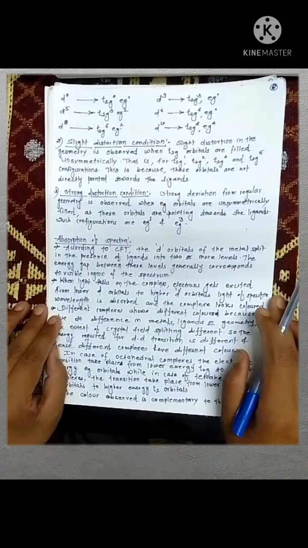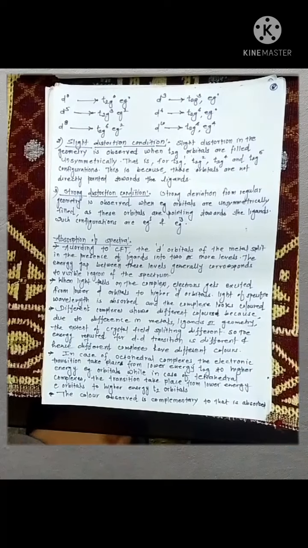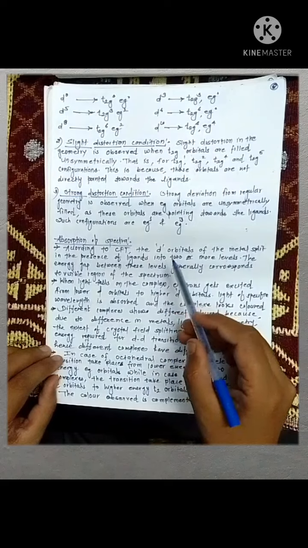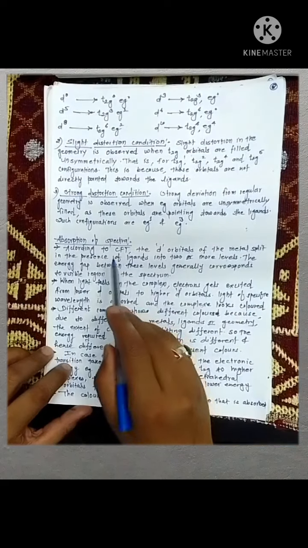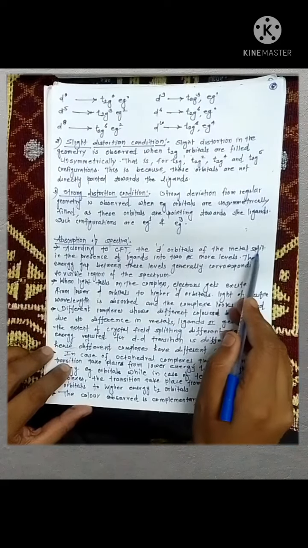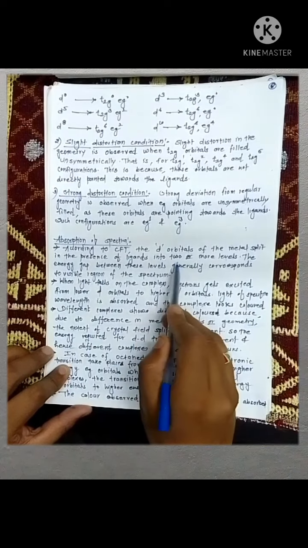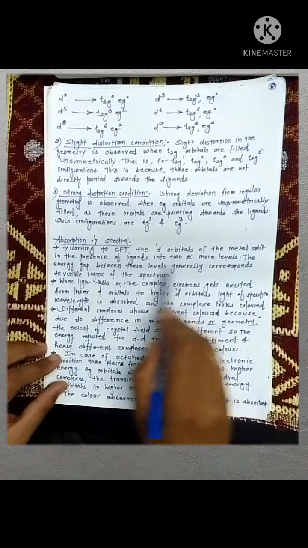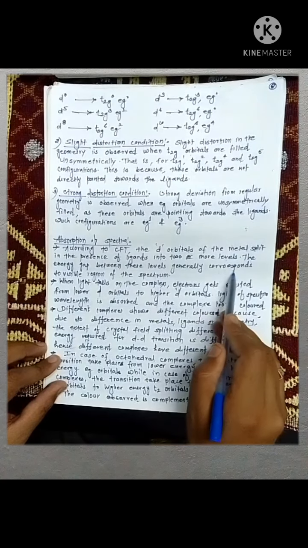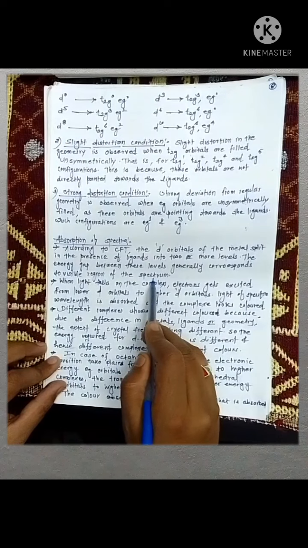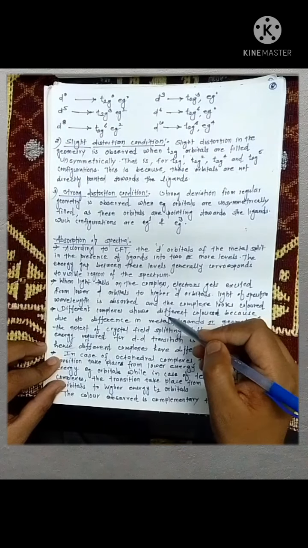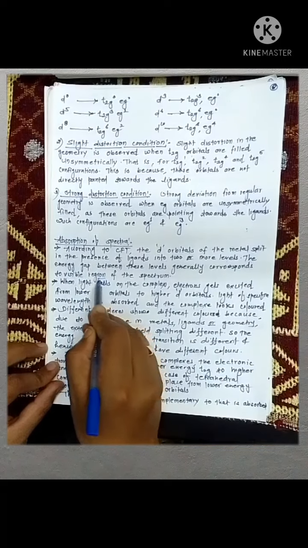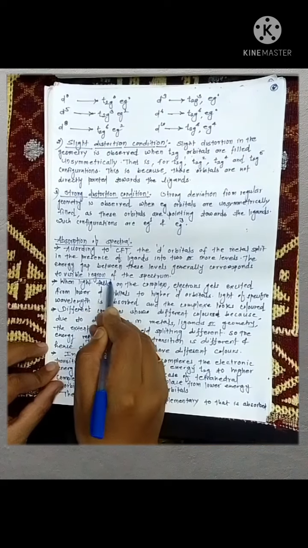Now we are going to see the absorption spectra: what it is and the concept behind it. According to CFT, the d orbitals of the metal split up in the presence of ligands into two or more levels, just like T2g and Eg. The energy gap between these energy levels generally corresponds to the visible region of the spectrum. That is, the energy gap between T2g and Eg orbitals generally corresponds to the visible region of the spectrum. It is the most important thing.